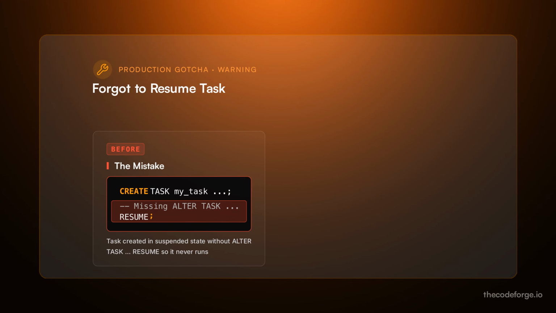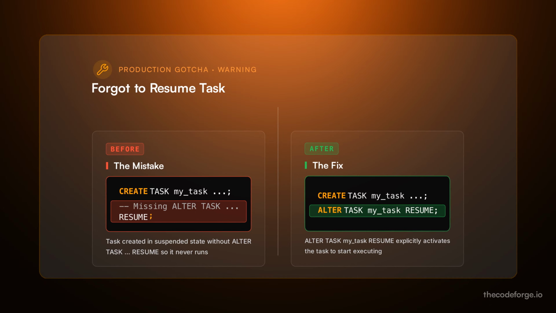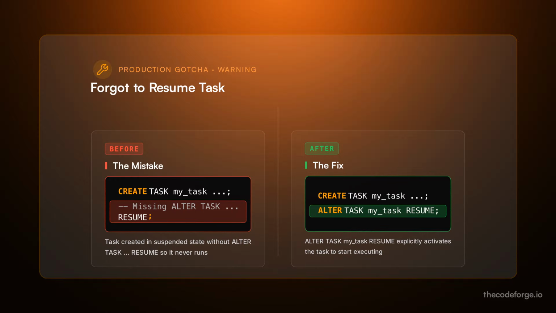A common trap: creating a task and forgetting to resume it. Tasks start suspended, so without an explicit ALTER TASK ... RESUME, like here, where it's missing, the task never runs. The fix is straightforward. Add ALTER TASK my_task RESUME right after the create to activate it.